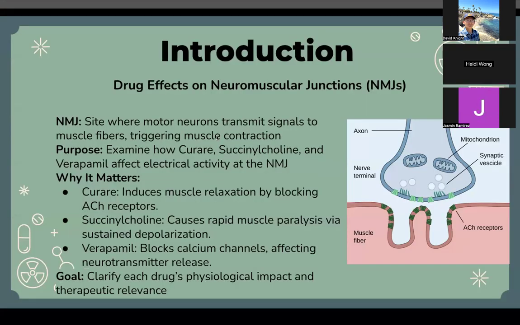In this study, we focused on how these three drugs, curare, succinylcholine, and verapamil, affect signal transmission at the frog neuromuscular junction. This is the site where nerve impulses trigger muscle contractions. Curare blocks acetylcholine receptors, leading to muscle relaxation. Succinylcholine binds to those same acetylcholine receptors, but causes prolonged depolarization, leading to paralysis. And verapamil impacts calcium channels, which are crucial for neurotransmitter release. Understanding these effects helps ensure safer medical use of these drugs and deeper insights into their physiological roles.